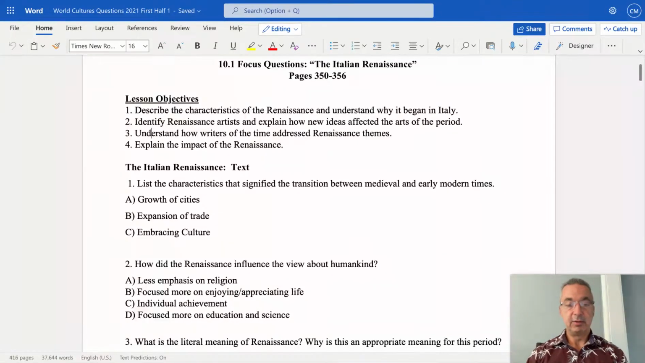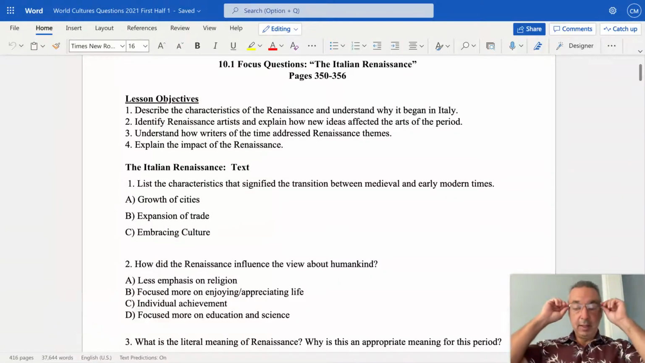So we're looking at number two and how the Renaissance impacted the view of humankind. Less emphasis on religion, more focus on your daily lives, appreciating your life. Individual achievement became something of merit during this period instead of just focusing on preparation for the afterlife and being loyal to the church. Citizens start to focus more on individual creativity. And there's more emphasis on education and the sciences, all of which helps contribute to the growth and expansion within society.